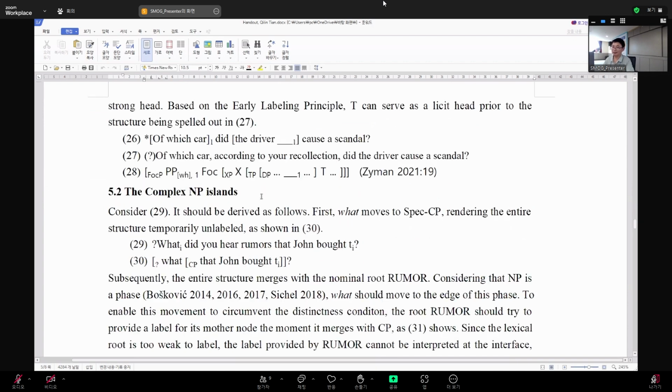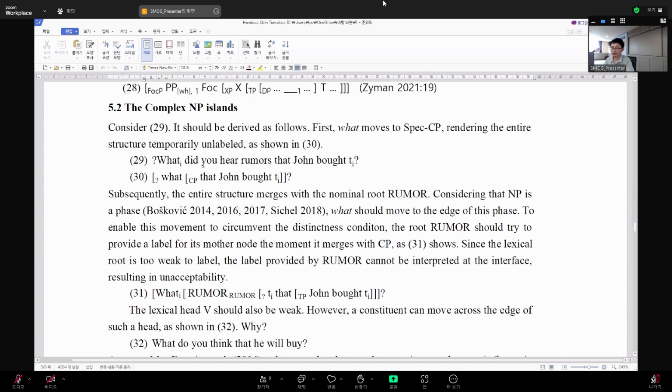That is the subject element. Now let's see the complex NP element. This is an example. When what moves from the complex NP, let's consider 28. It should be derived as follows. First, what moves to spec CP, rendering the structure temporarily unlabeled. You can see it in example 30. Here it consists of two phrases, one is what, the other is CP, so the structure cannot be labeled.